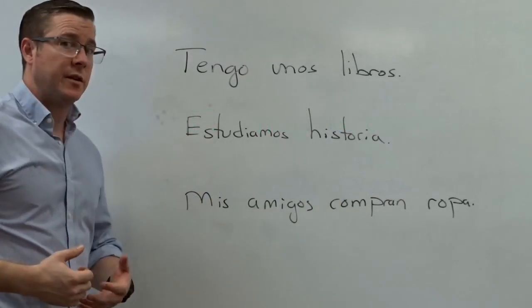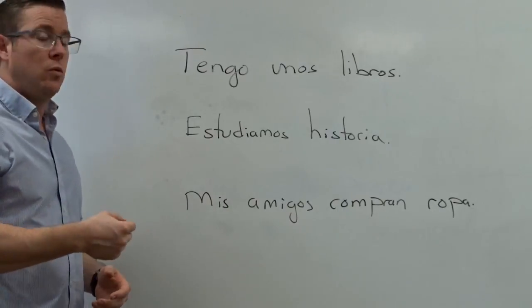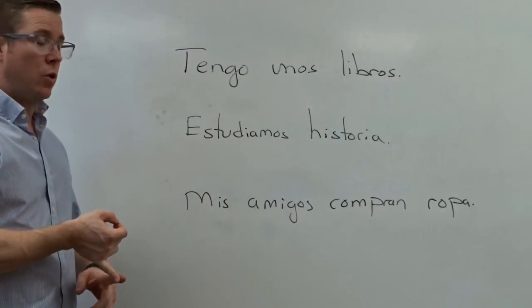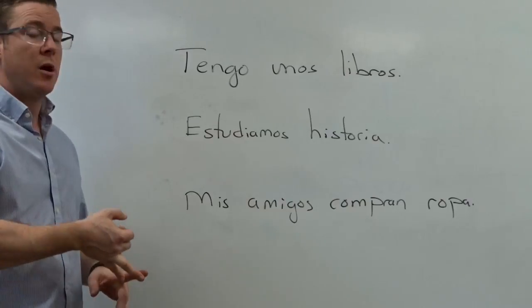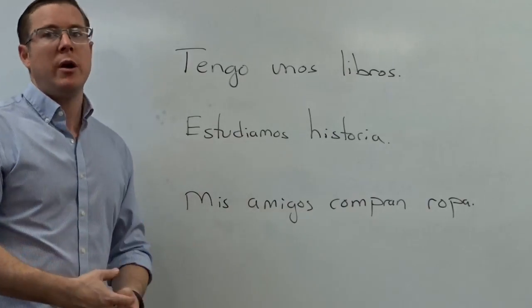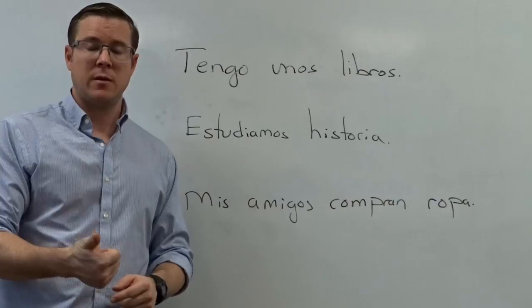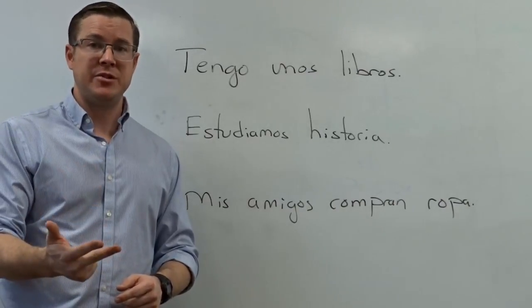Okay, check out these sentences in Spanish. Tengo unos libros. Estudiamos historia. Mis amigos compran ropa. Let's go through each one and we're going to identify the subject, the verb, and then the object of the sentence.